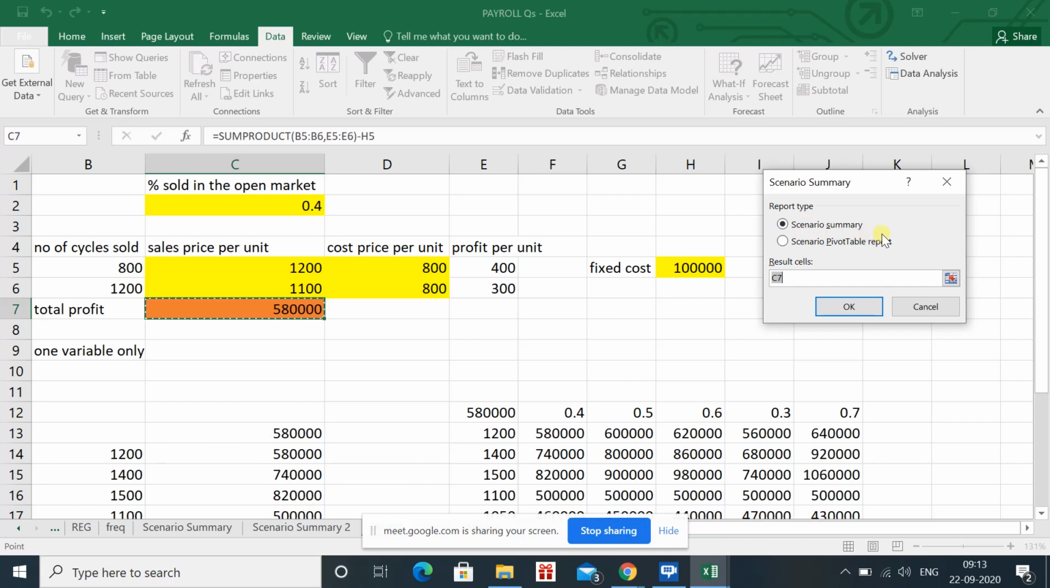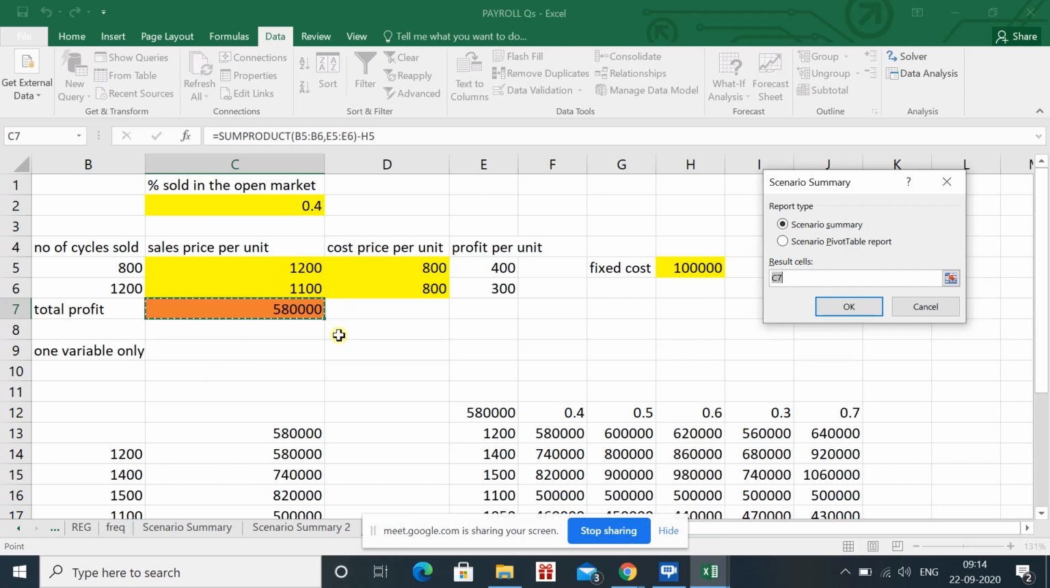But what should be the result cell? Meaning if we are changing these three variables, then what should be your result? What do you want to see the impact of changing these three values on? So I want to see its impact over the profit. So the result cell is showing C7. If you are not getting this, if you do not have C7 where you have applied the profit formula, keep your cursor in that particular cell, click there and then press OK. In the result cell, the cell where you have applied the formula for the profit should come.